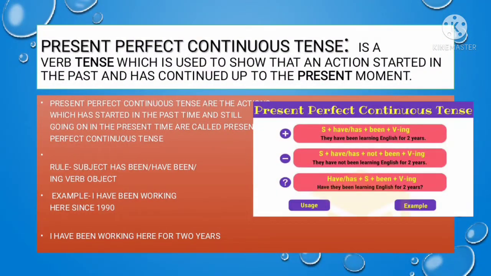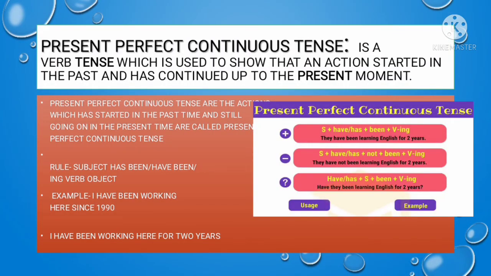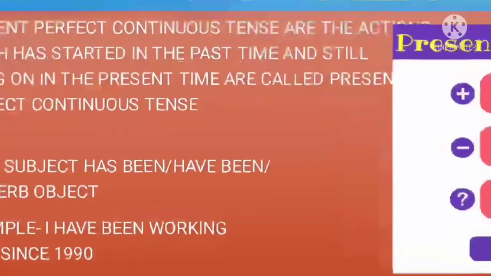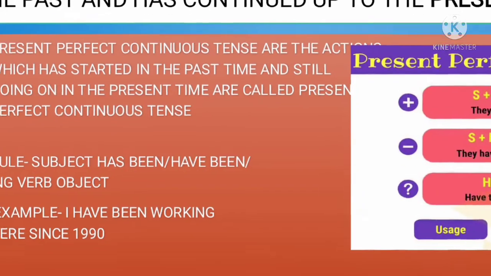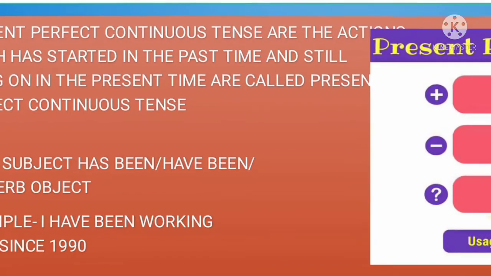Next, present perfect continuous tense. Present perfect continuous tense is used when the action started in the past and is still going on to the present moment. That's why we call it present perfect continuous tense. The form is subject plus has been or have been. Here we add been together with the perfect, has and have. And the verb form is the ing form because it is continuous. So continuous form always has the ing form of the verb.